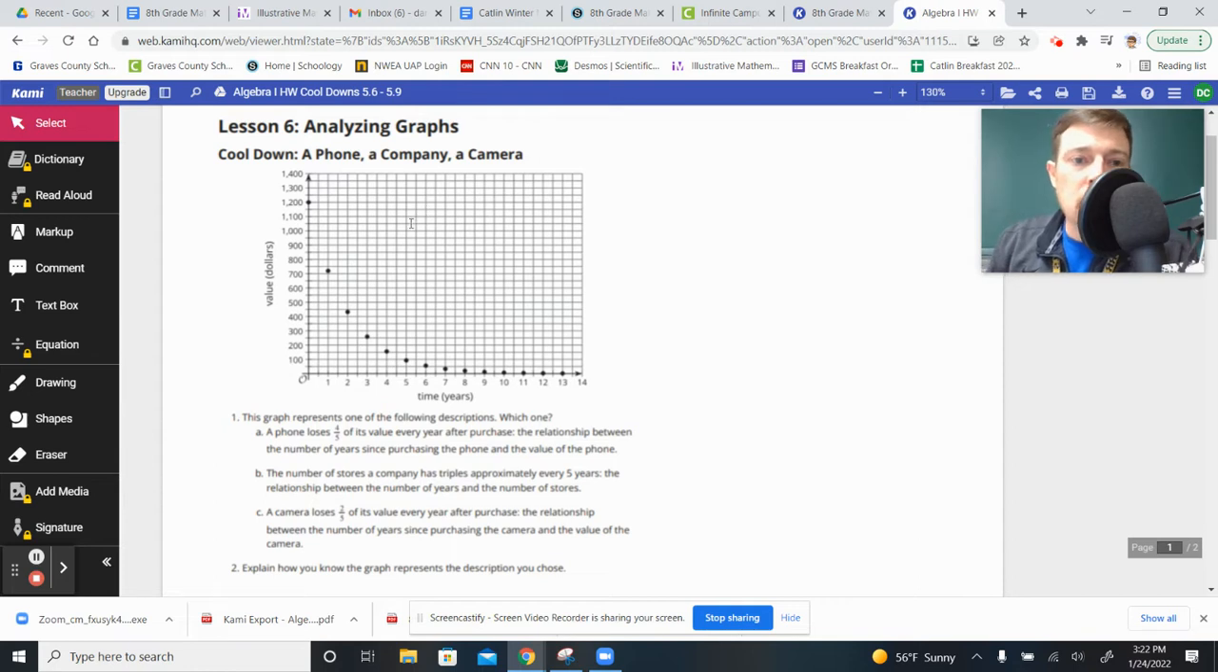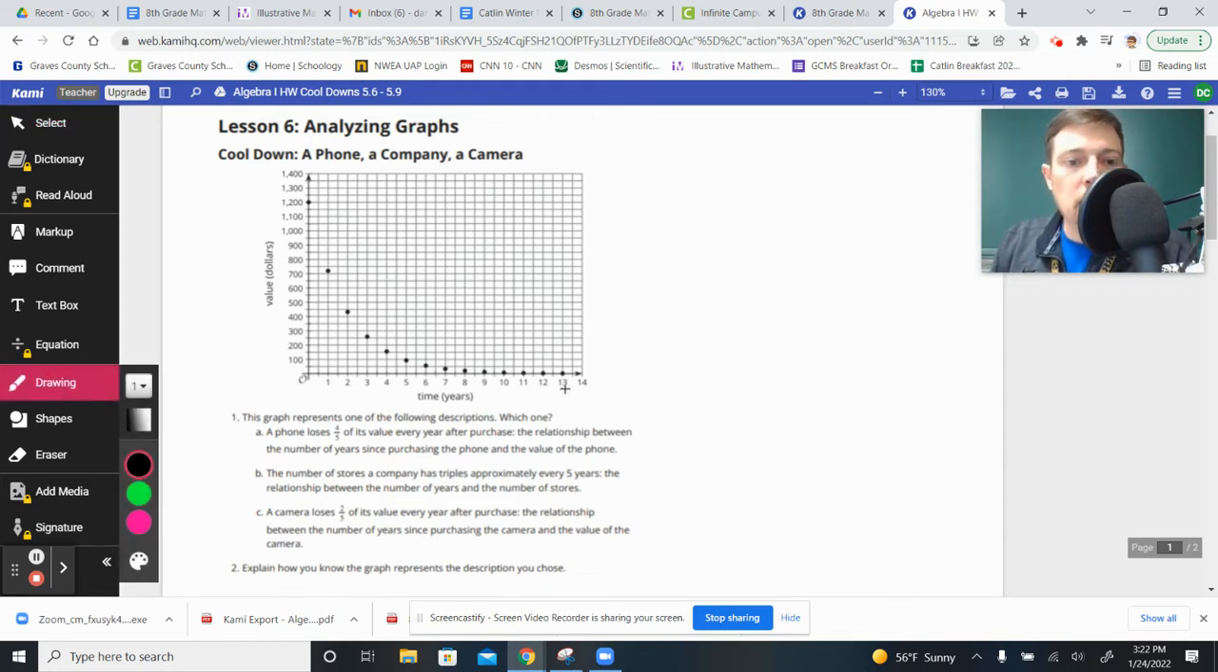We're analyzing these decay graphs where you're losing value over the years as they pass. And we also have looked at some that have exponentially grown. This one is clearly decaying because the dots are shrinking as the time goes on, and it creates this curved exponential function of decay. As we look at this, we have to choose the story that matches it. So, analyzing the graph, understanding it, and matching it to a story of how it's growing or shrinking, in this case. This graph represents one of the following descriptions, and which one?